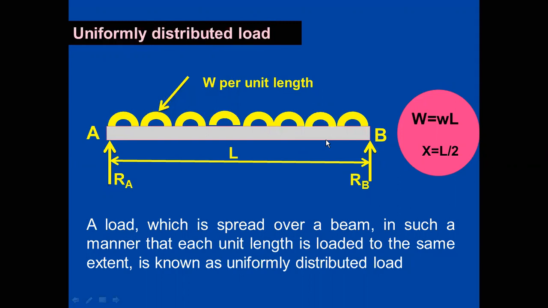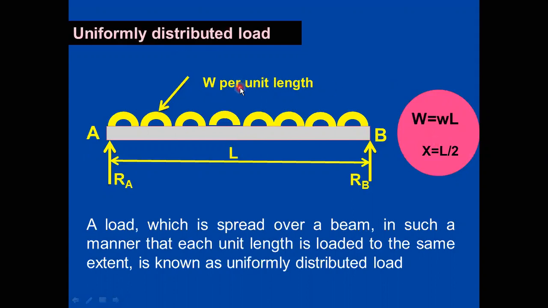What do you mean by uniformly distributed load? A load which is spread over the beam in such a manner that each unit length is loaded to the same extent. For example, if L equals 5 meters, all 5 meters of length have equal intensity. If I take w as 10 kilonewton per meter, then if I cut the section at 1 meter, we can expect an intensity of 10 kilonewton. For another 1 meter, the same 10 kilonewton, 10 kilonewton, which means the entire beam is equally spread with the same amount of load.